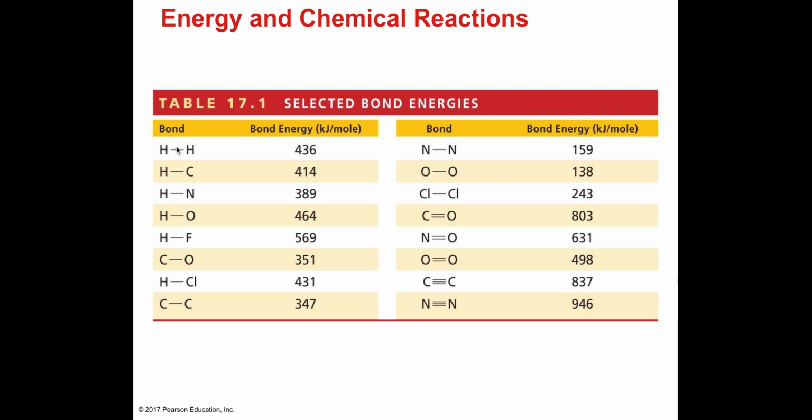So if you want to break this bond, you will have to supply 436 kilojoules per mole of hydrogen. If you want to break the bond between hydrogen molecules, then be ready to supply this amount of energy to break the bonds. Okay. That is just the general knowledge I want you to have at this point. All these bonds that you see, this is the amount of energy that you need to break 1 mole of those bonds. Okay.